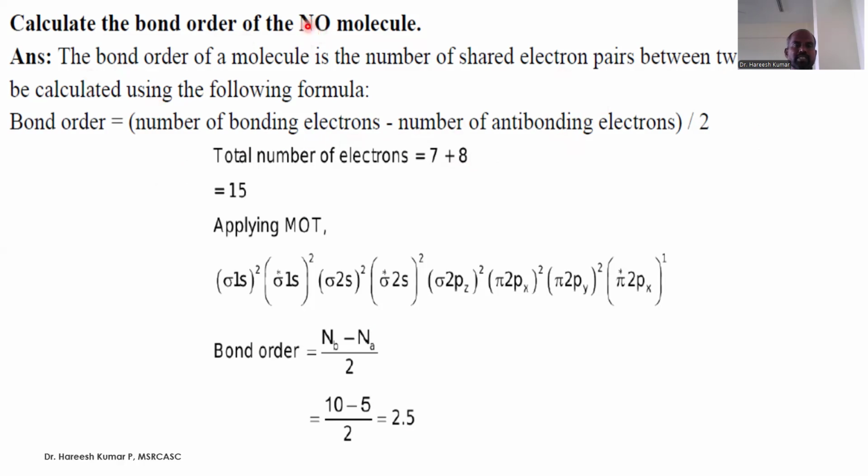The total number of electrons present in nitrogen is 7. The total number of electrons present in oxygen is 8. Totally it is 15. Apply MOT. Here you can understand that these are the anti-bonding. Star 1 is called the anti-bonding. So bond order is equal to the number of bonding electrons minus the number of anti-bonding electrons. Anti-bonding is 5, bonding is 10, so 10 minus 5 by 2, that is equal to 2.5. This is the bond order of a NO molecule.